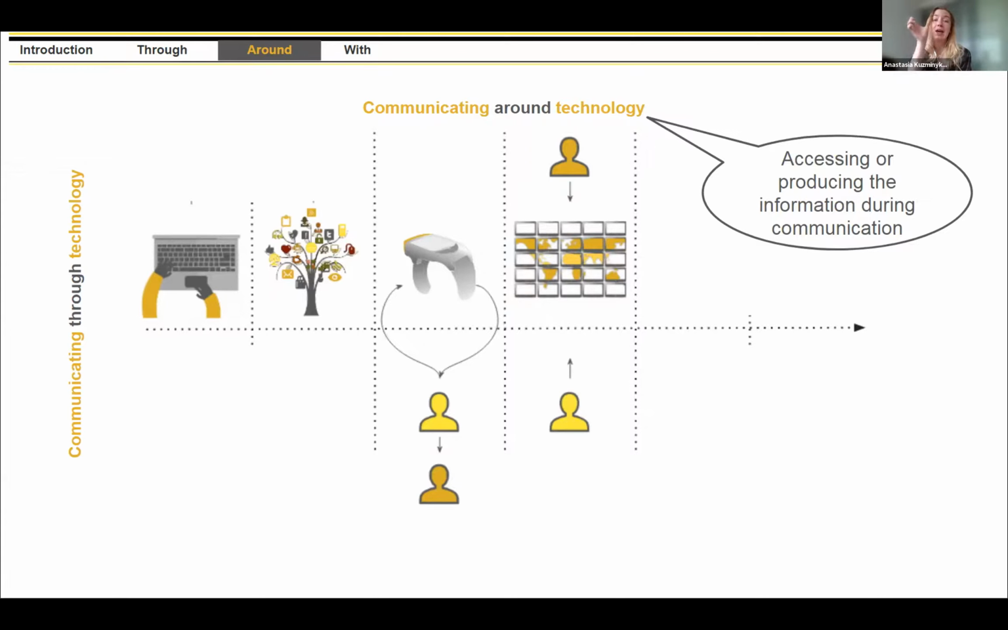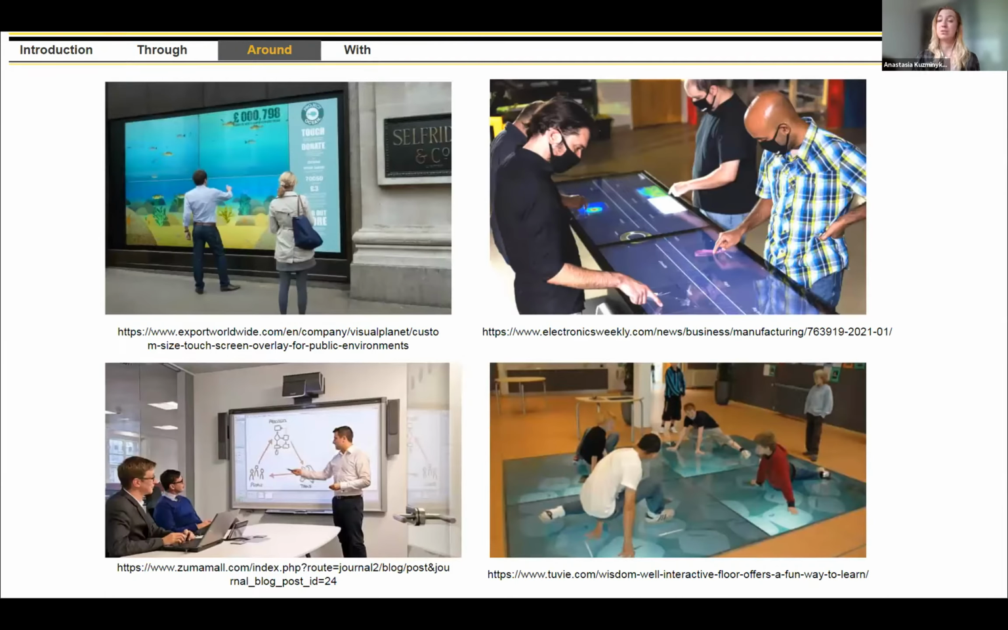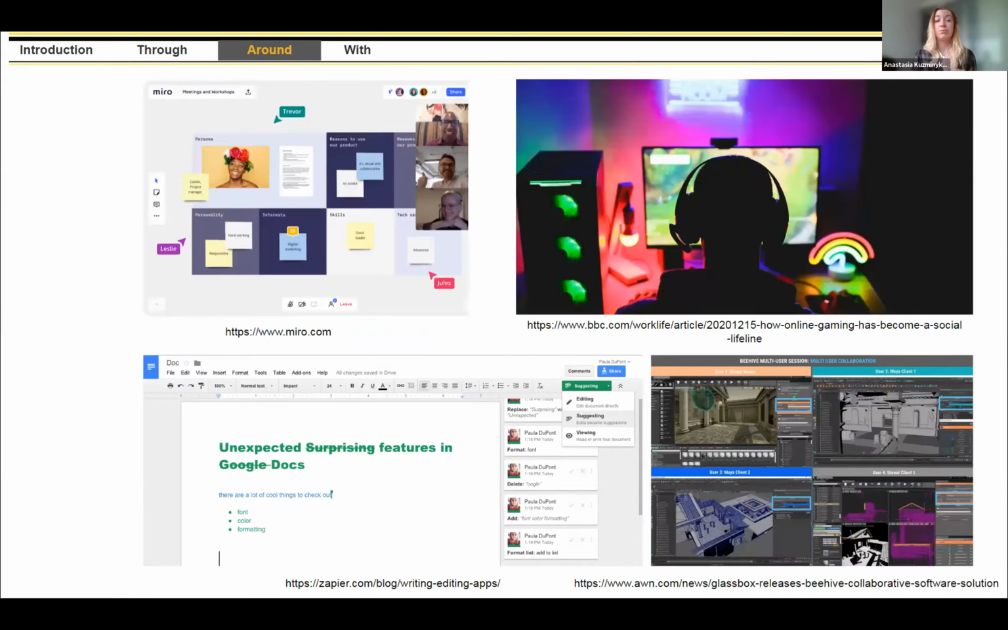And now if we move to the right on the continuum, to the middle, we would find here the systems that are mainly augmenting this ability of users to access and produce the information. So these are the systems around which we're communicating. Examples of such systems can include, for instance, public displays, right, or digital tabletops, and they provoke these spatial interactions around them. Or it can be software, for instance, Miro board, right, or Google Docs that you share. And so software provokes the interactions around content that they provide or help us to create. So what do you think matters in this case? What should the technology be doing to support this type of communication?